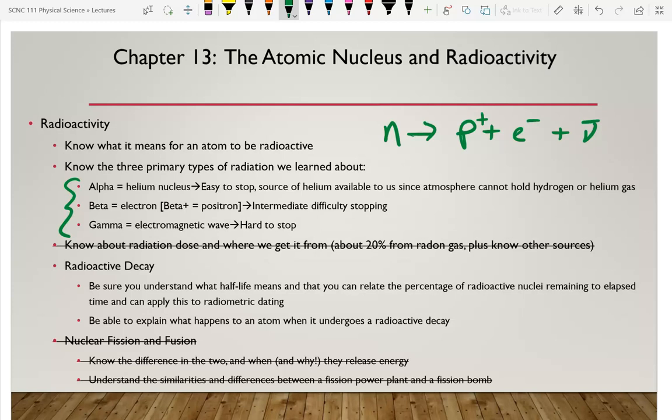Gamma particles are electromagnetic radiation, the same thing as light. What's different between a gamma particle and light? The energy. The gamma particles are very high energy. They're in the far ultraviolet range because you have really high energies in the nucleus compared to most things. Those are really hard to stop.